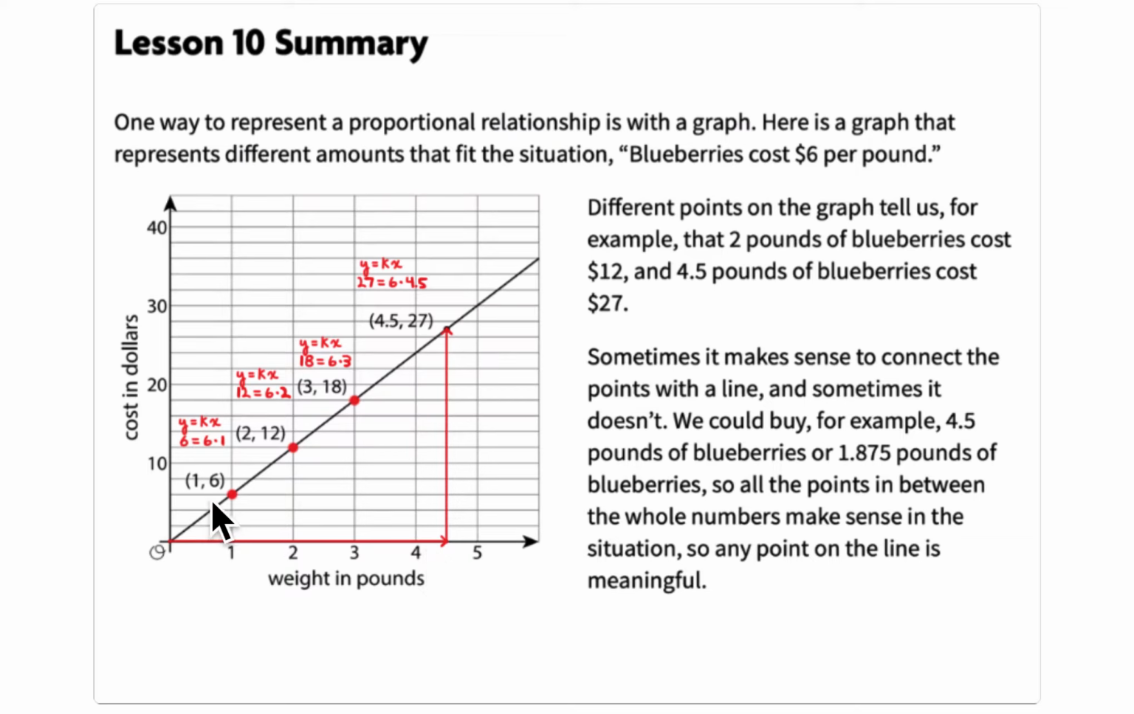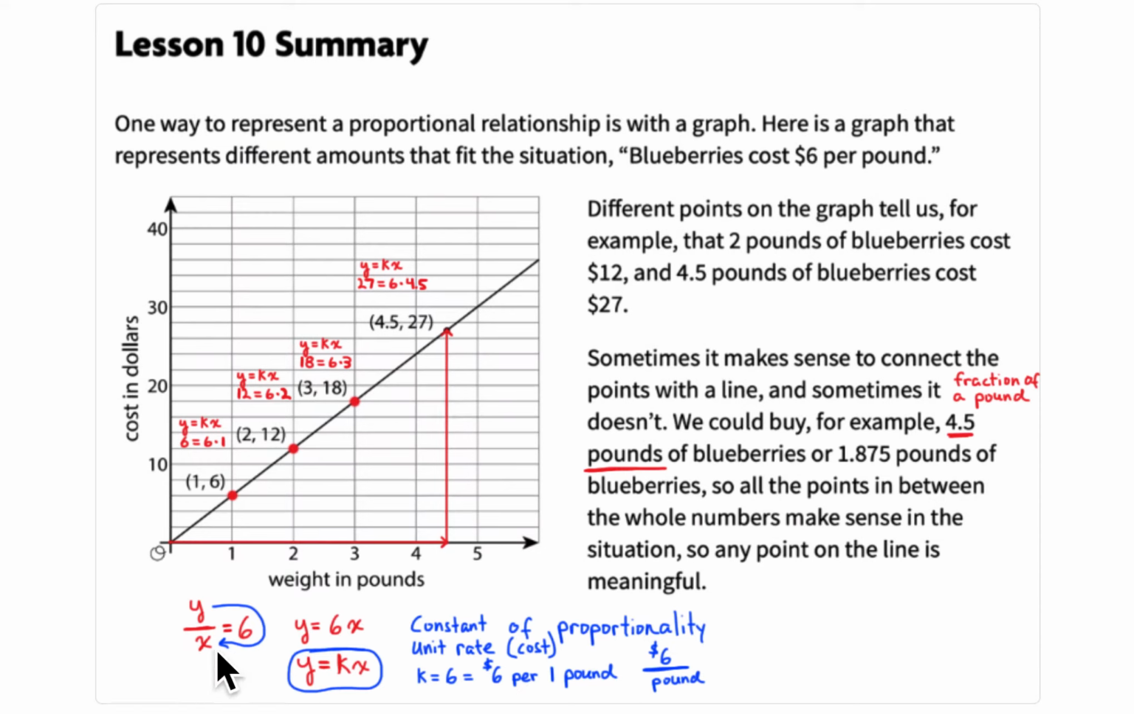So it's 1 pound, 2 pounds, 3 pounds, 4.5 pounds. It doesn't have to be a whole number of pounds, because you can buy a half a pound of blueberries. So y over x is the constant of proportionality. That's equal to 6. So you can fit it into this equation, y equals kx, where this tells you that y is 6 times the value of x. So y equals 6x. So the constant of proportionality, that's the unit rate, that's the cost. That's $6 per 1 pound, or $6 per pound.